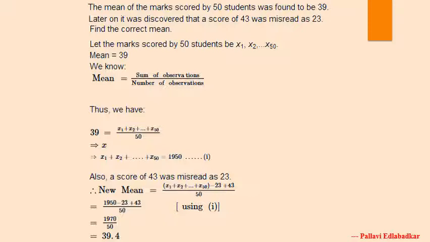Also, a score of 43 was misread as 23. So this 23 has to be removed and 43 has to be added to this sum of observations. So we'll have to make a change in the summation of observations. So it will be (1950 minus 23 plus 43) upon 50. This will be the value of the new mean, correct? Which is nothing but 1970 upon 50, which is equal to 39.4.